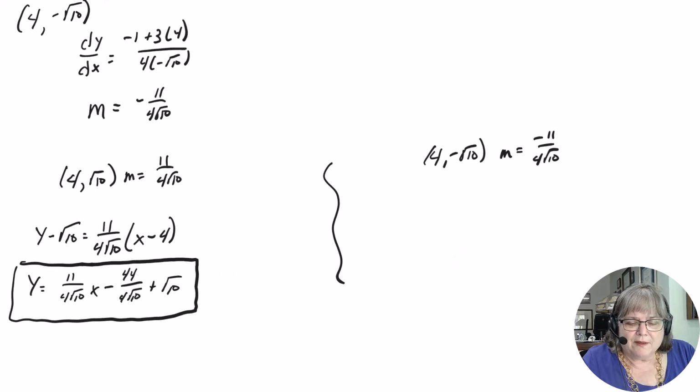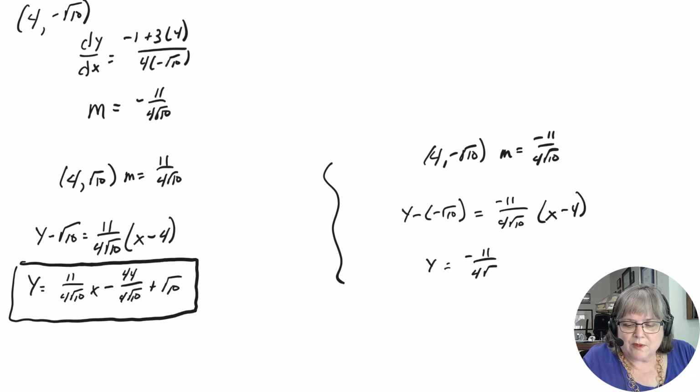Okay? So then over here, you would go y minus a minus square root of 10 equals a negative 11 over 4 square root of 10 times x minus 4. So y equals negative 11 over 4 square root of 10 x plus 44 over 4 square root of 10. And we had a plus square root of 10 on the left, so when you subtract it, it's like this.